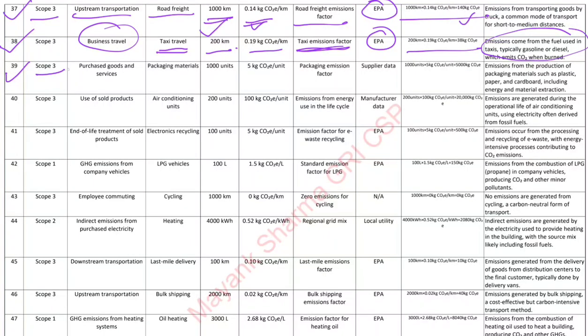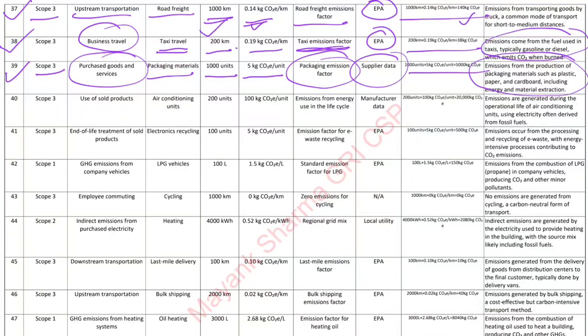Example number 39 is scope 3, purchased goods and services. That's for the packaging material. Okay, let's say 1000 units packaged, and this is the emission factor, packaging emission factor, which is coming from the supplier data, and you just multiply the number of units with the emission factor. So these emissions come from the production of packaging materials such as plastics, papers and cardboards, including energy and metal extractions also. So basically all the packaging material which we are utilizing.